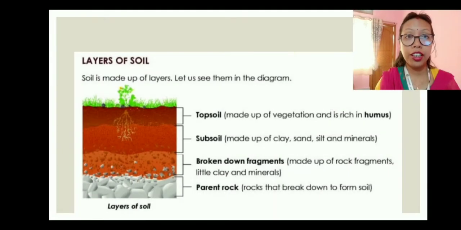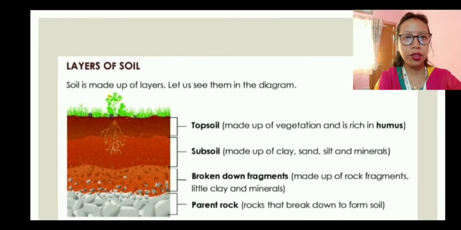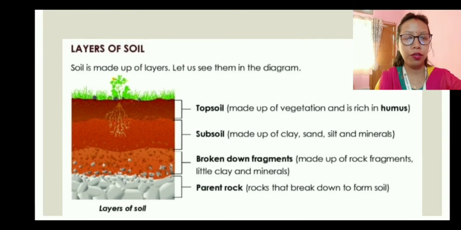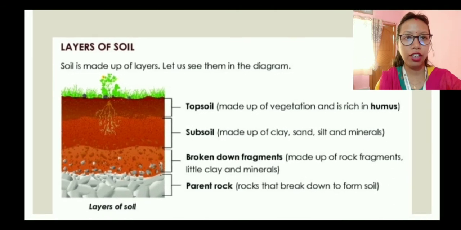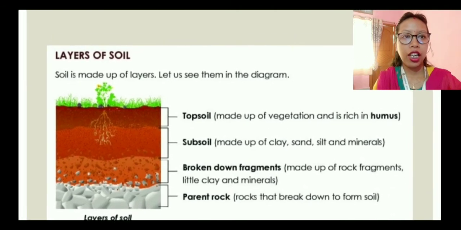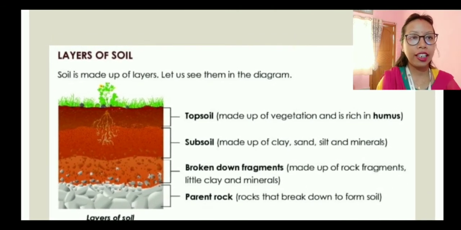Let's come to the layers of soil. So soil is made up of layers. There are 4 different layers of soil that we are going to discuss. The first one is the topsoil. Topsoil is the topmost soil which we see with our eyes, made up of vegetation and is rich in humus. So the topsoil is where we grow our vegetation, and it is rich in humus.